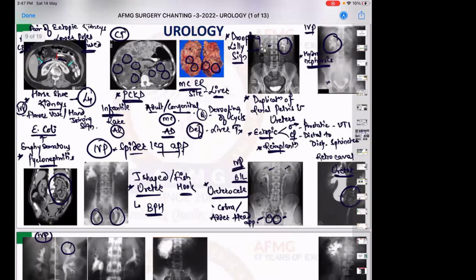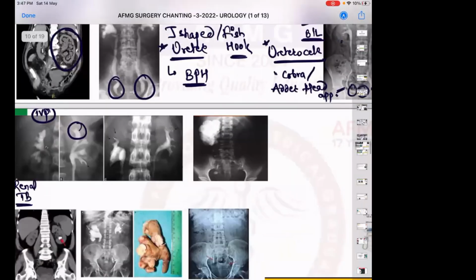Any problem now? Yes, very good. It is the moth-eaten appearance. Here you can see the most common site affected in cases of renal TB is usually the renal calyces. The earliest feature seen is moth-eaten calyces on IVP. Papillary necrosis would be there, which will further progress to moth-eaten calyces. And lastly, this feature would be seen.